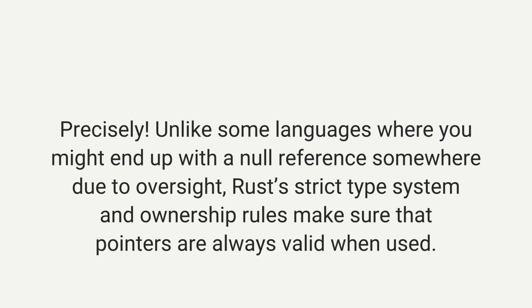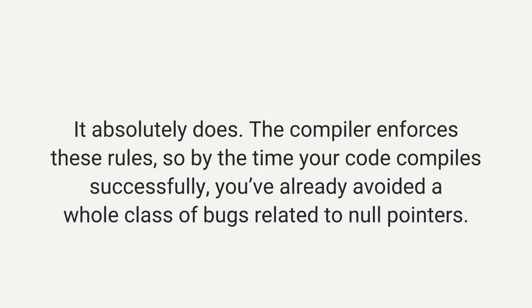Precisely. Unlike some languages where you might end up with a null reference somewhere due to oversight, Rust's strict type system and ownership rules make sure that pointers are always valid when used. This means no more crashes due to accessing a null pointer. That sounds like it could save a lot of headaches during debugging. It absolutely does. The compiler enforces these rules, so by the time your code compiles successfully, you've already avoided a whole class of bugs related to null pointers.